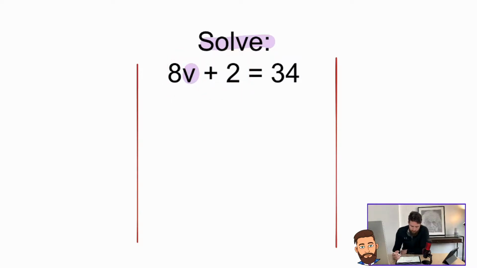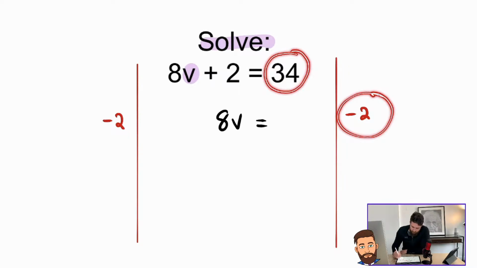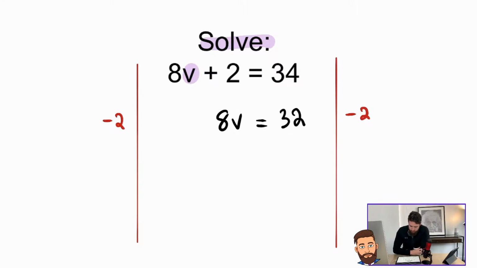When solving equations, remember, you always need to do the opposite. The opposite of plus 2 is minus 2, so we will minus 2 from both sides. Remember, you have to do it to both sides to keep it equal. If I minus this 2, I've got rid of it, so I'm left with 8v, and if I minus 2 from the right side, 34 take away 2 is 32.